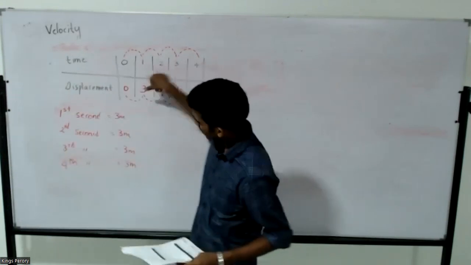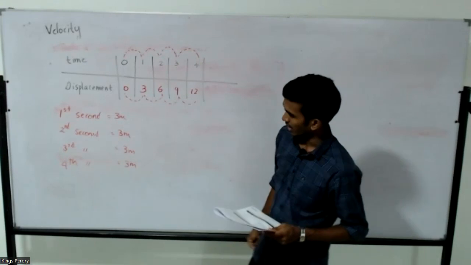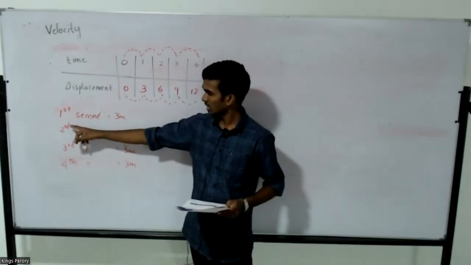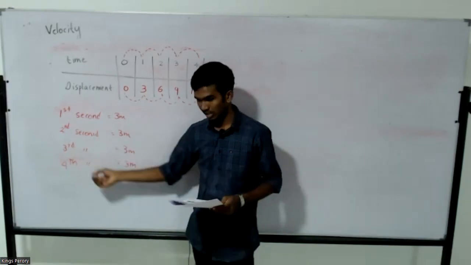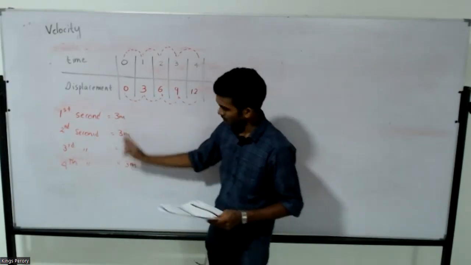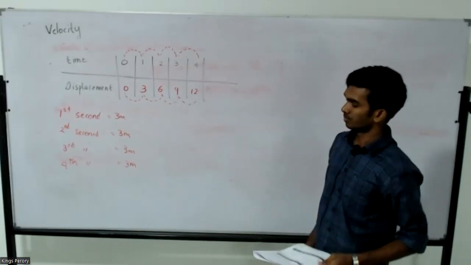This table is given. Online students, those who don't have the tube, as you know, draw the table. And under that, write displacement in first second, displacement in second second, displacement in third second, displacement in fourth second, and fill them. Those who have the tubes also directly fill them.